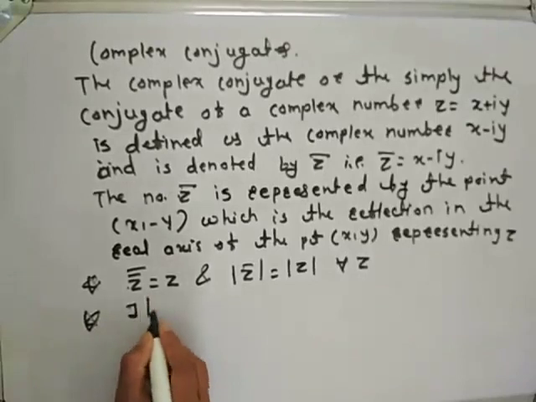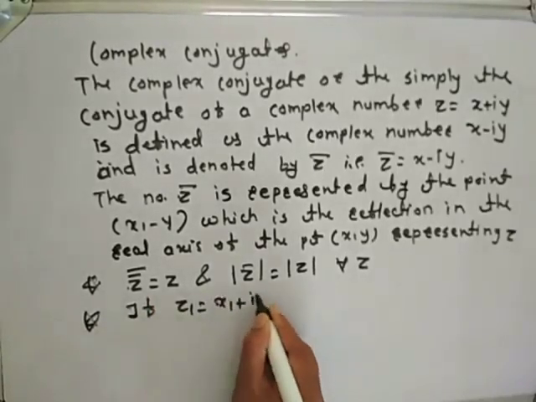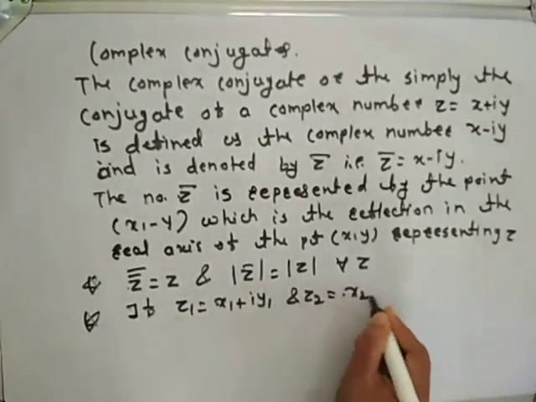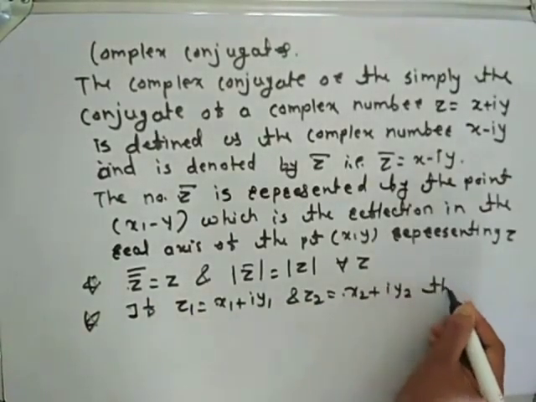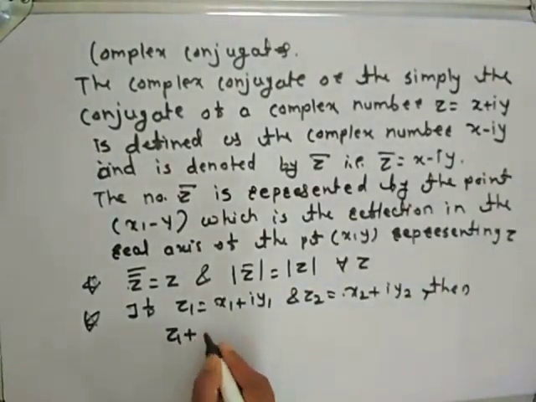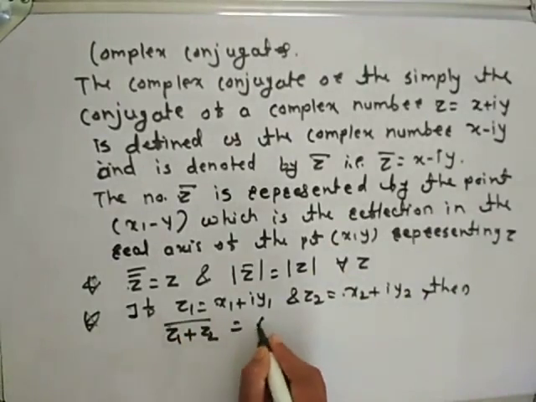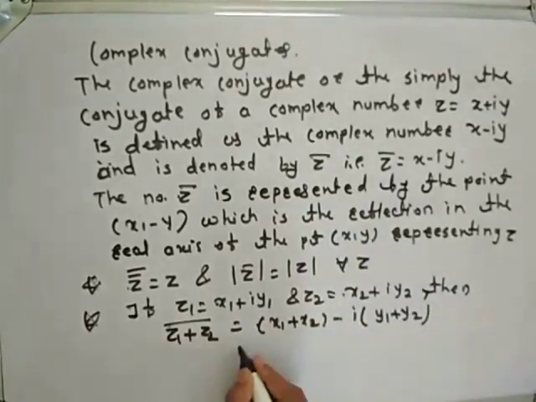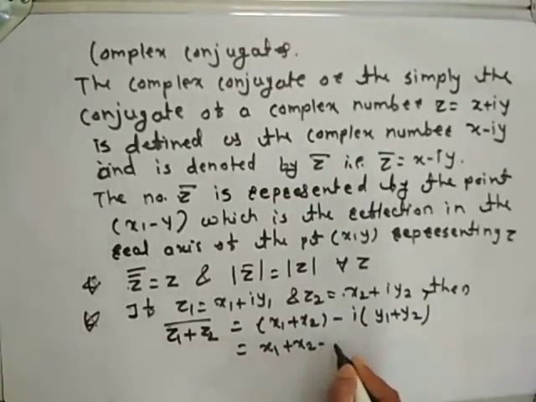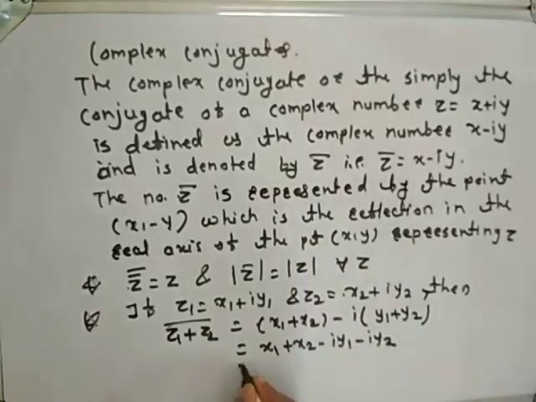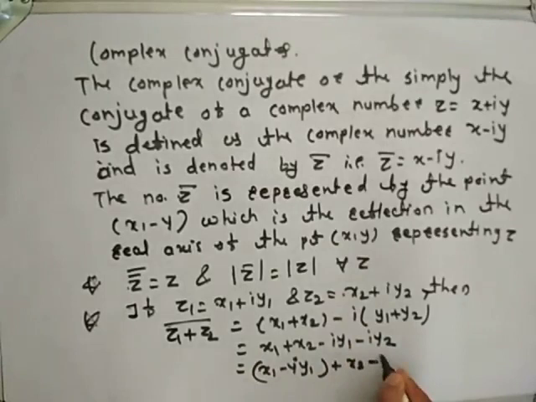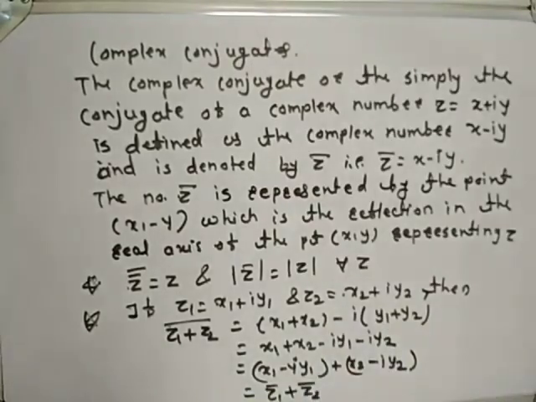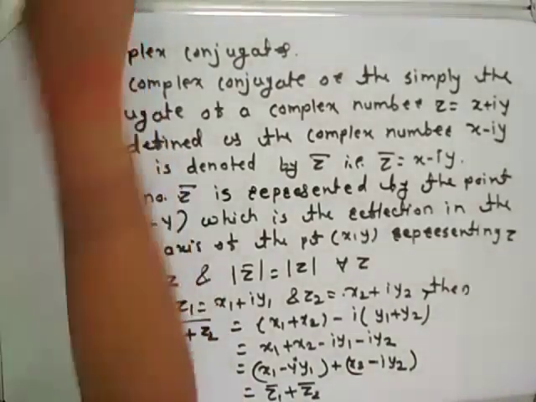Next line, write down, if z1 is equal to x1 plus iy1 and z2 is equal to x2 plus iy2, then conjugate of z1 plus z2 is equal to x1 plus x2 minus i into y1 plus y2, which is equal to x1 plus x2 minus iy1 minus iy2. This is x1 minus iy1 plus x2 minus iy2. This is nothing but z1 bar plus z2 bar. So this is first.